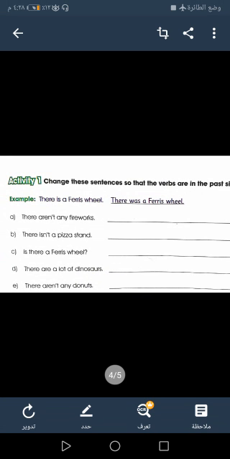Who can answer letter A? Excellent. There weren't any fireworks. We will change aren't to weren't. There weren't any fireworks.